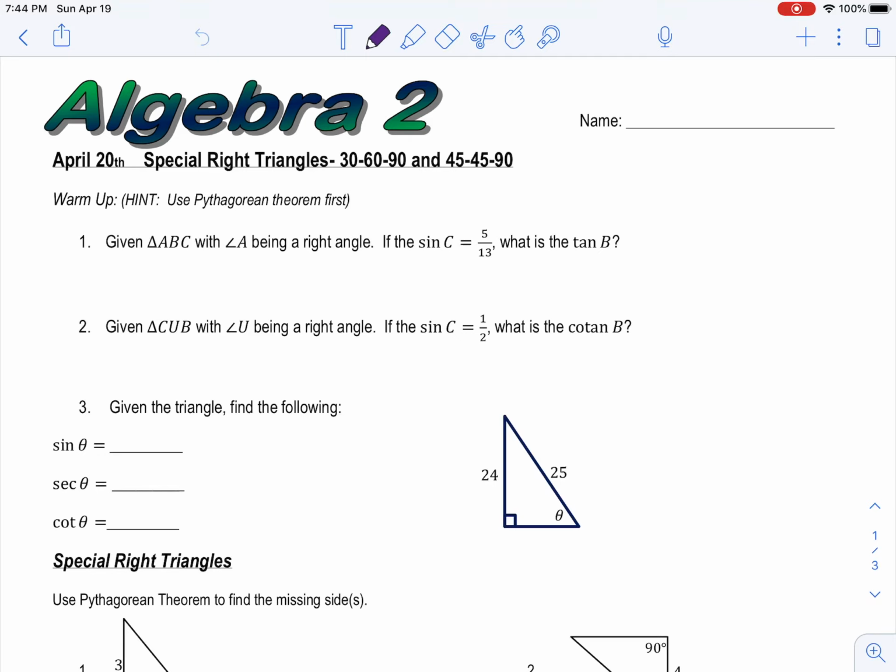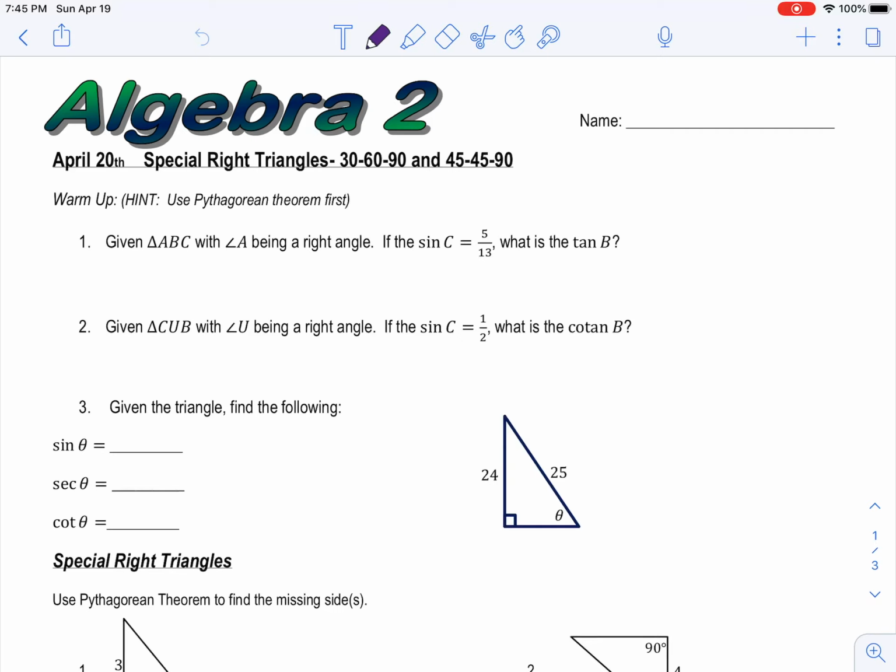So I posted the answer keys on Friday for the exit slips for both of last week's, so you should have both of last week's. Please go through those and look at your past assignments. Today we're going to look at special right triangles, which are 30, 60, 90, and 45, 45, 90.